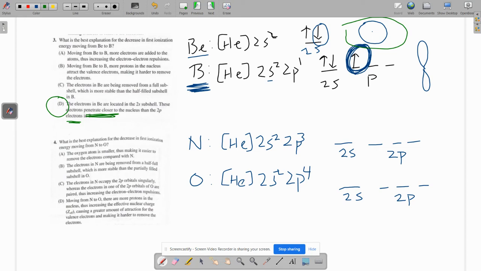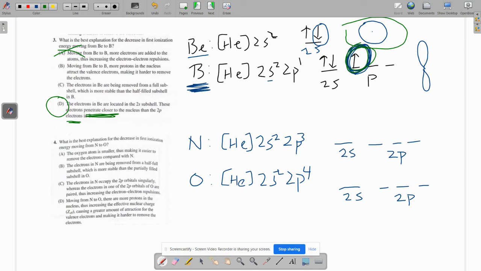A, moving from beryllium to boron, more electrons are added, thus increasing electron-electron repulsion. Okay, that really doesn't have to do with ionization energy. B, moving from beryllium to boron, more protons in the nucleus attract the valence electrons, making it harder to remove electrons. That explains the normal trend, but we're seeing the opposite of that. We're seeing it easier to remove that electron.